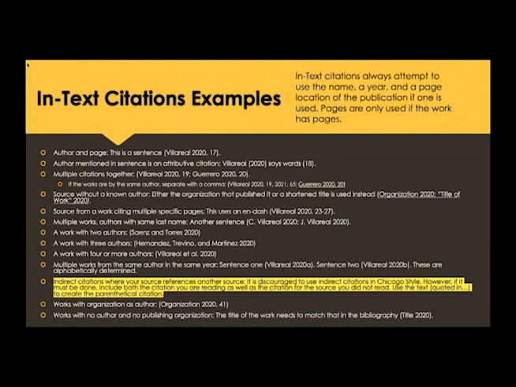If a work has four or more authors, use et al. after listing one of the author's last names. If you're citing multiple works from the same author in the same year, add a single letter after the year, starting with A, and order these alphabetically.